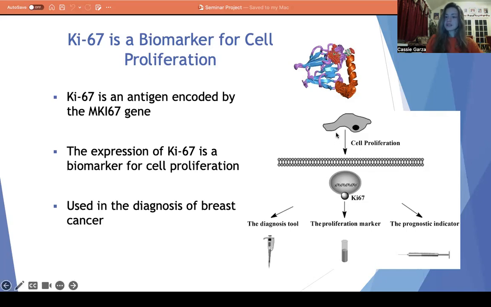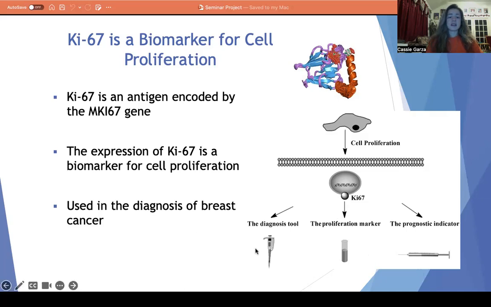I really like this image. You can see the cell proliferation, and then it's going to lead to the presence of the antigen Ki67, which has some uses that we've already discussed. Like I said, it's a proliferation marker. It shows the presence and the amount of cell division that's going on.